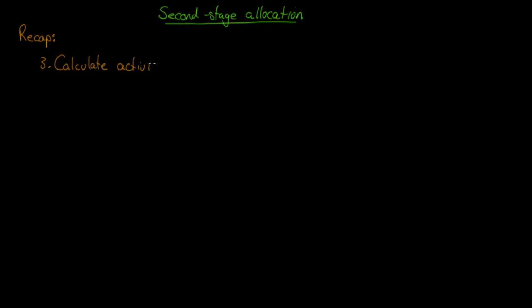Ready now to have a look at second stage allocation, which is assigning costs from the activity cost pool to the specific cost objects, whether they be products, customers, orders, etc. So let's recap where we left off at the end of the last video. Step number 3 was to calculate activity rates.